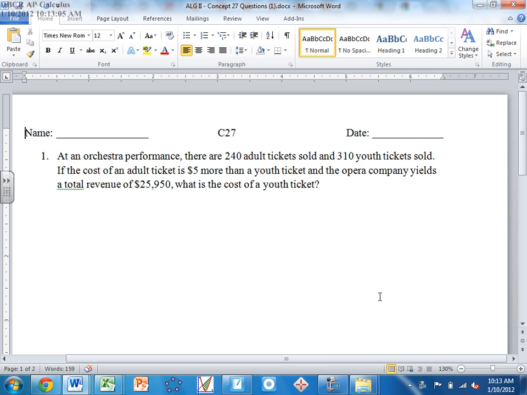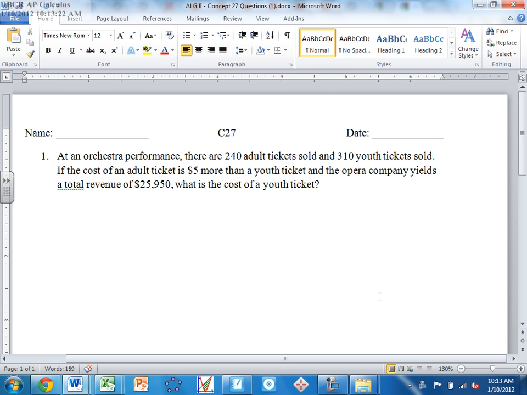Okay, so again, we're going over the 27 questions together. On the first one, it says, at an orchestra performance, there are 240 adult tickets sold and 310 youth tickets sold. If the cost of an adult ticket is five more than a youth ticket, and the opera company yields a certain revenue, what is the cost of the youth ticket?